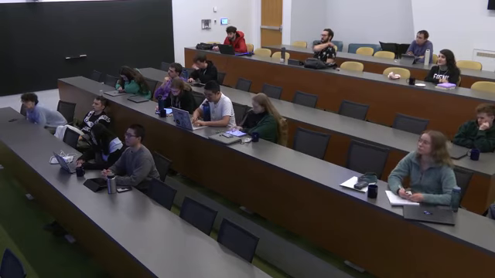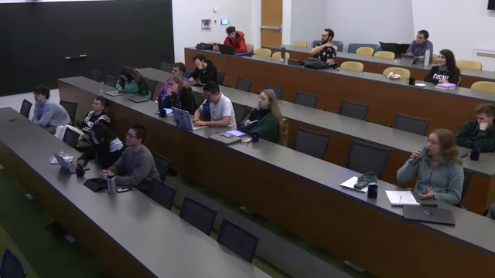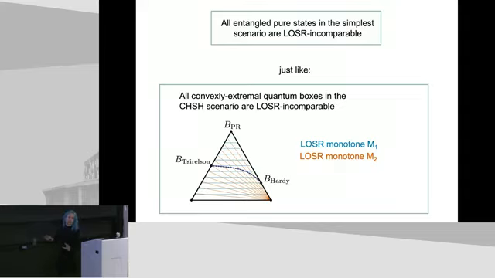And so we can already start to see that once you're using LOSR in both the study of entanglement and the study of correlations in Bell scenarios, then things start to look more analogous. So we saw just a second ago that all entangled pure states in the simplest scenario, 2-qubit scenario, are LOSR incomparable or equivalent, just like in this space of correlations, we said that all of the convexly extremal quantum boxes in the simplest scenario are LOSR incomparable. So in both cases, we have this sort of infinite continuum of maximally resourceful objects. And in both cases, you can witness that with just 2 monotones.